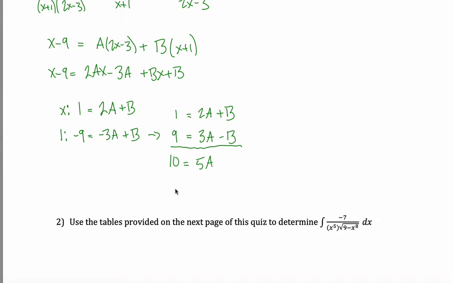So then I can solve for A and get that A is just equal to 2, dividing both sides by 5. And the second that you know that A is 2, you pick wherever you want, I don't know, maybe here, and say that 1 equals 4 plus B.